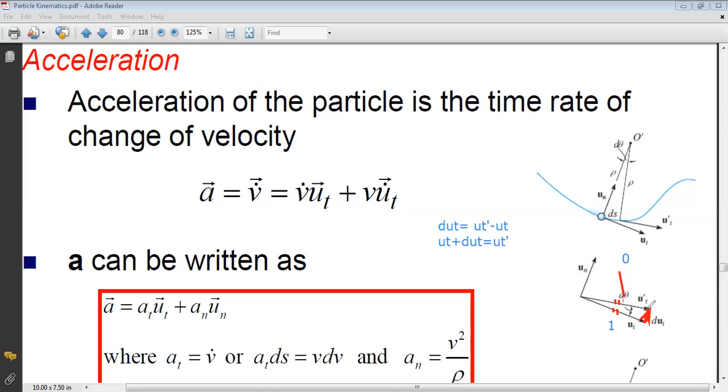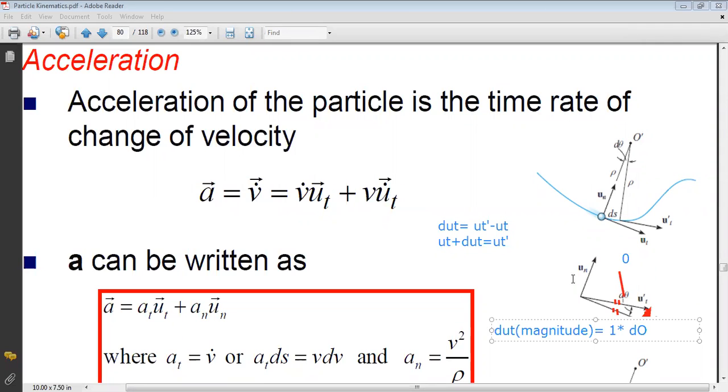So we can say that this length dut is equal to the length of the arc of circle, and the arc of circle length is what? It's radius times the angle. You know that for an arc of circle, its length is the radius times the angle. So we can say that the magnitude of dut is equal simply to 1 times d theta. So now we know the magnitude of dut.